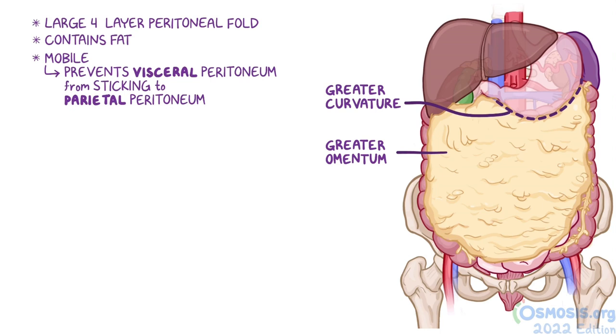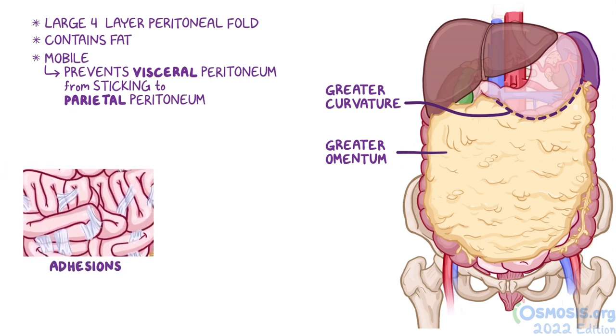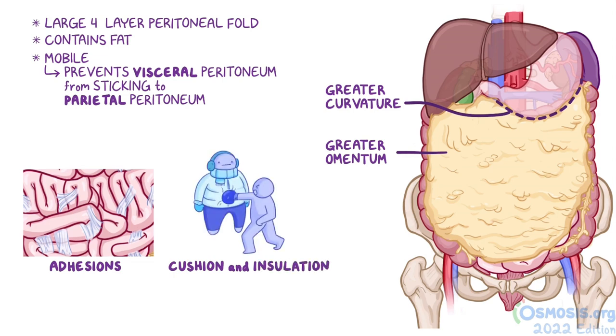Furthermore, it has a protective mechanism where it can form adhesions and surround inflamed organs, such as the appendix, in order to wall them off and keep inflammation from spreading to other abdominal organs and viscera. The greater omentum is also a cushion for the abdominal organs against injury and also forms insulation against loss of body heat.